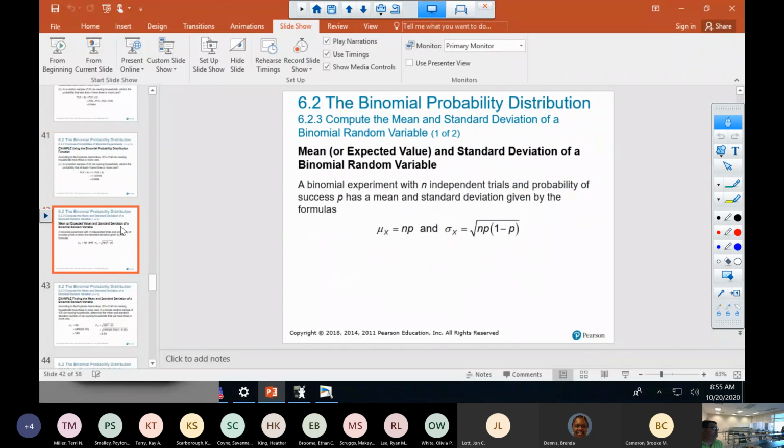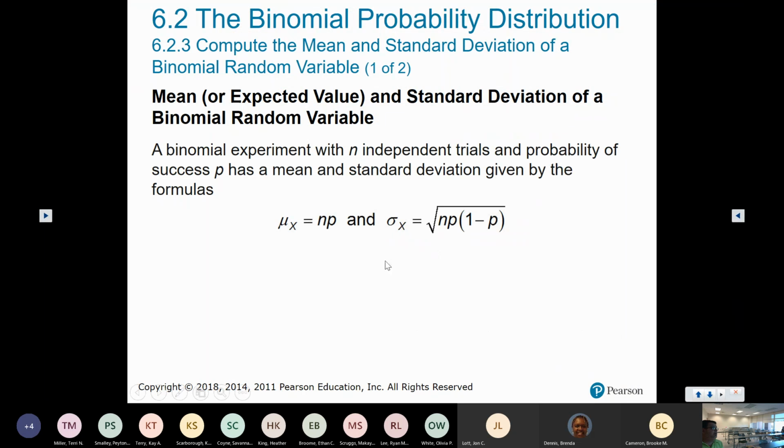Now, what happens when they want the mean and the standard deviation? Well, that's when you do mean is equal to NP, and the standard deviation is equal to the square root of NPQ. Remember, most books write Q, not 1 minus P. So when I say Q, that means 1 minus P, the complement of P. So if P is 0.25, Q is going to be 0.75. If P is 0.10, Q is going to be 0.90.